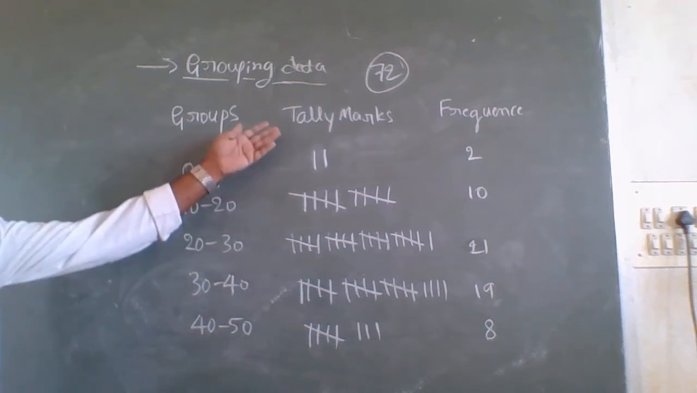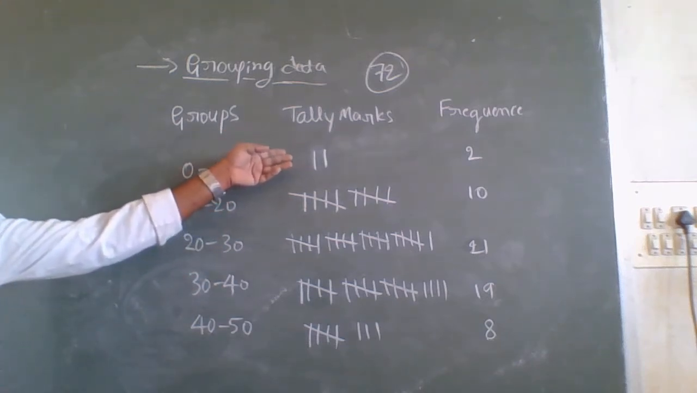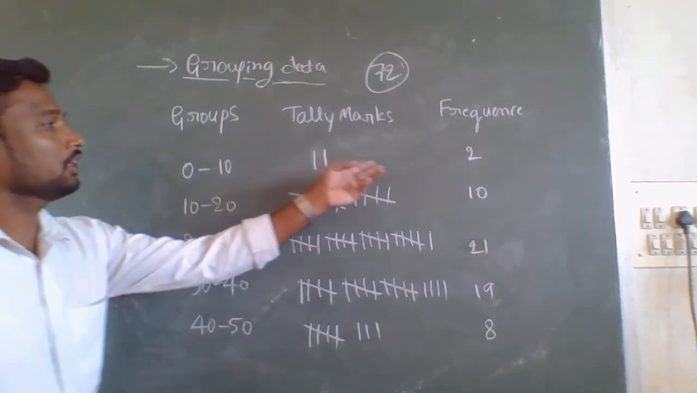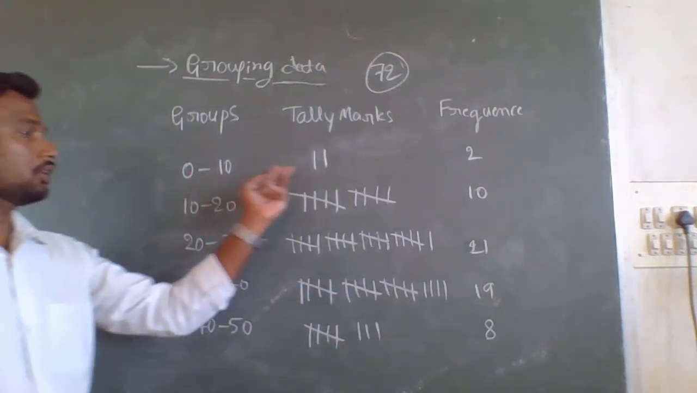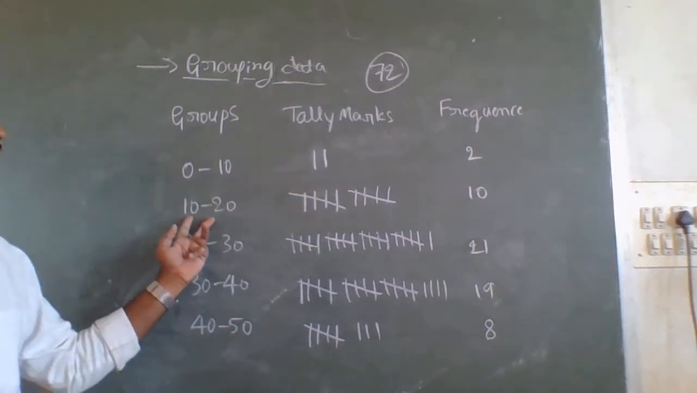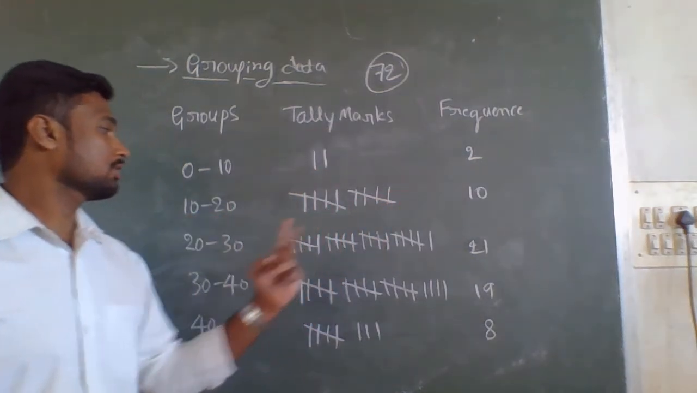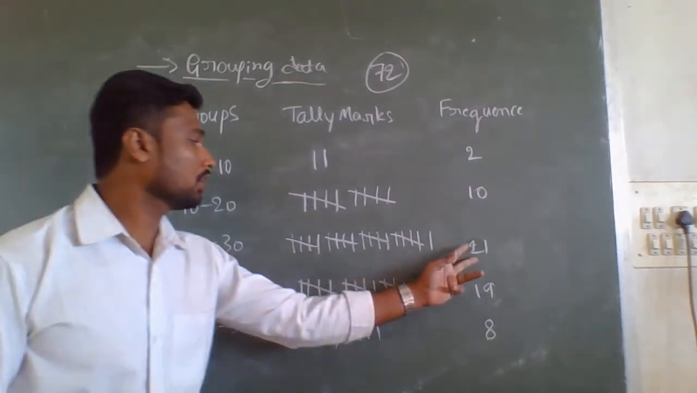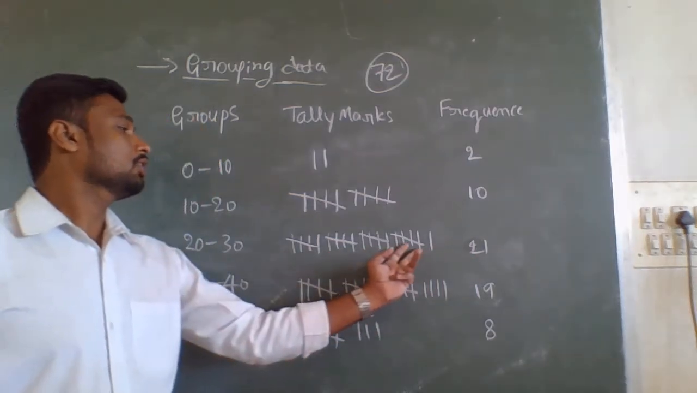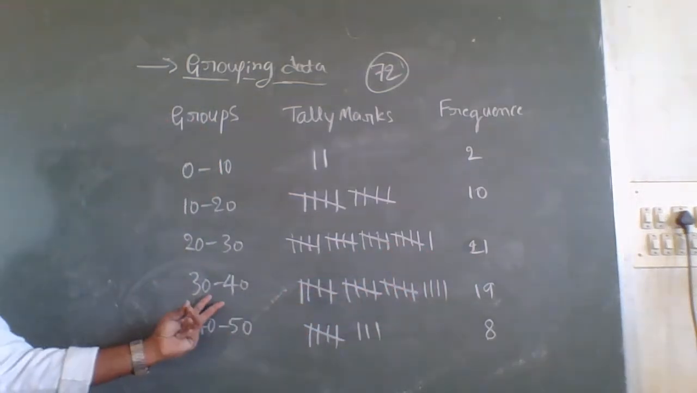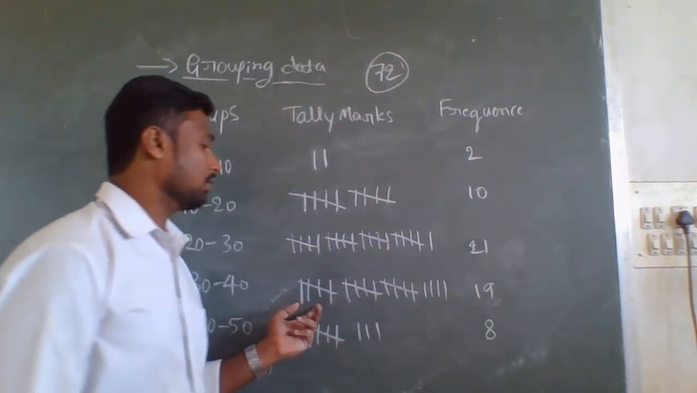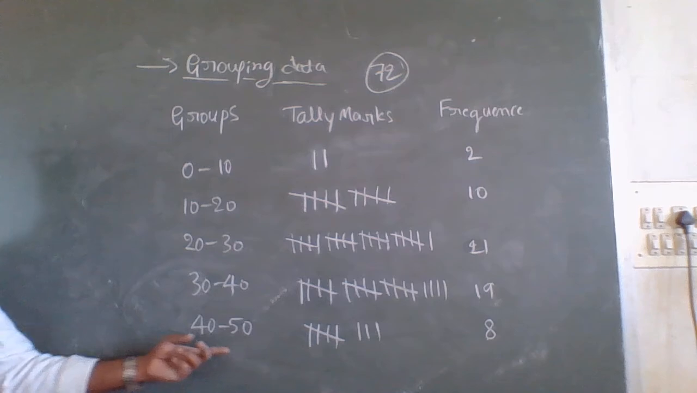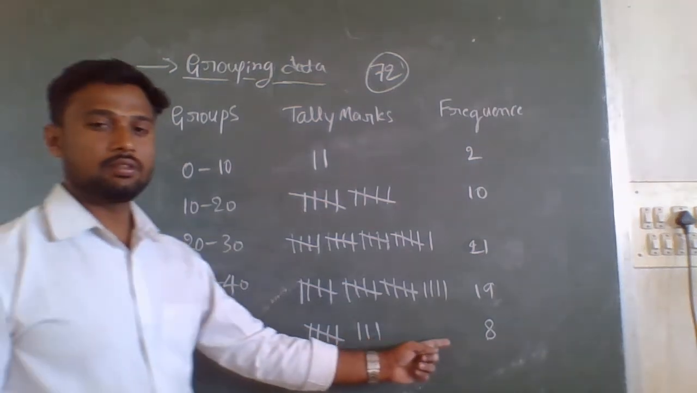So what it indicates is the number of times an entry is made in tally marks. Therefore, here 2 students got marks between 0 to 10. Next, 10 to 20, there are 10. 20 to 30, here 21, so here tally marks show 21 entries. Like this, 30 to 40 there are 19 students, therefore 19 entries. Here 40 to 50 there are 8 students.